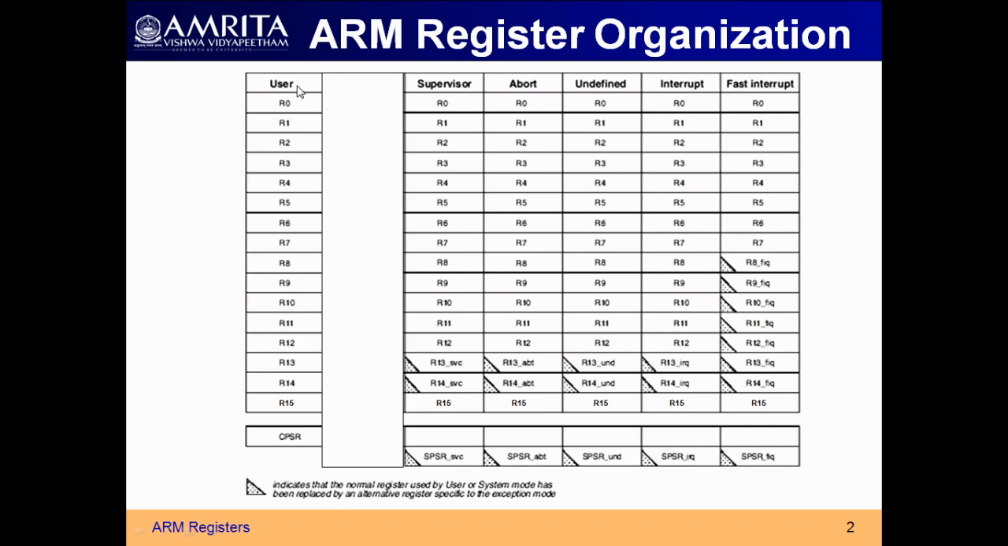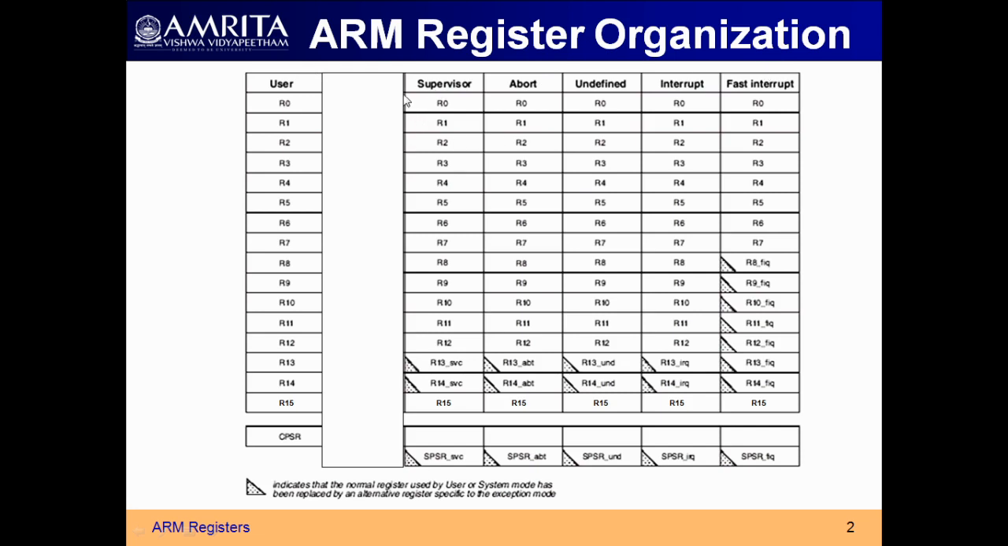Now you understand that there are only 6 operating modes. These are the operating modes. So normally the processor will be in user mode. Based on some interrupt or based on some exceptions, it will be moving from normal mode or user mode to the corresponding operating modes, right?